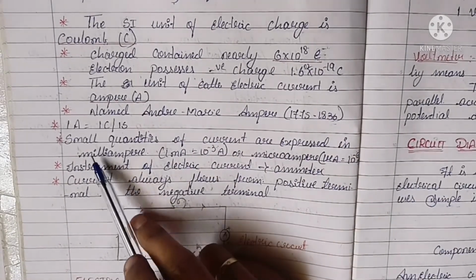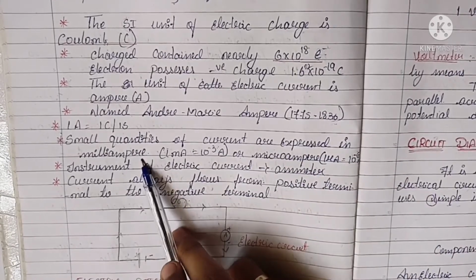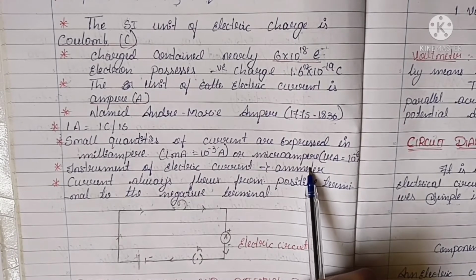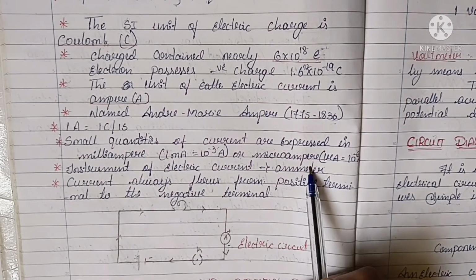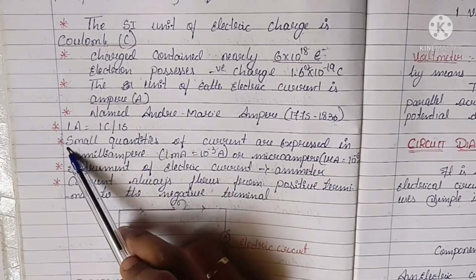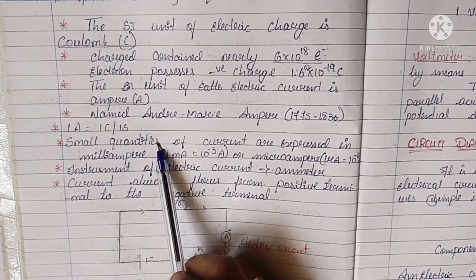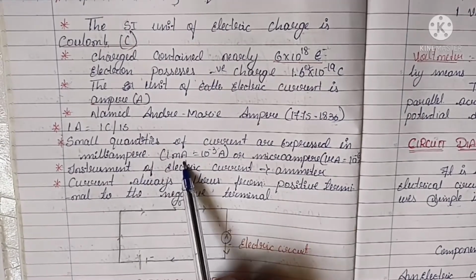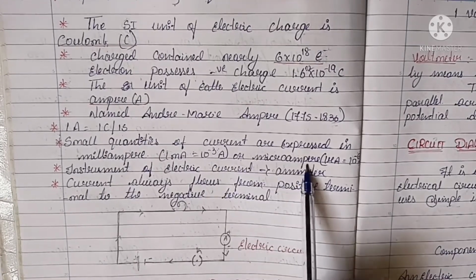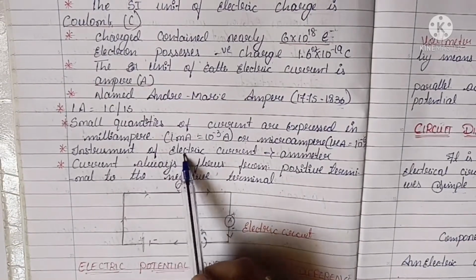And the next one, the small quantity of the current is expressed in milliampere or microampere. Listen carefully. There might be a chance to measure a large quantity of the current and a small quantity of the current. So if we want to measure the small quantity of the current, we are going to mention it in the form of milliampere. That is, 1 milliampere is equal to 10 to the power of minus 3 ampere, or we can call it microampere also.